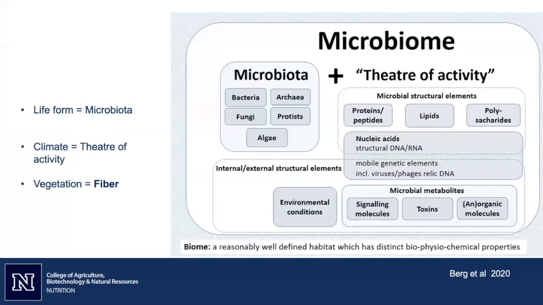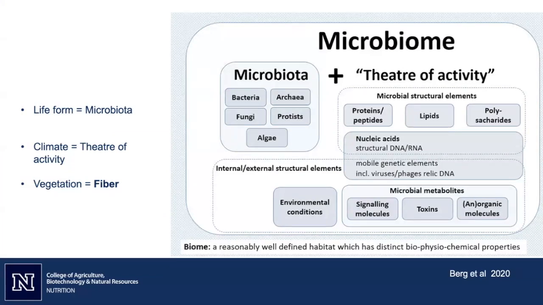The gut microbiome is no different. The life forms found in the gut are various types of microorganisms, mainly dominated by bacteria. The climate of the microbiome can be considered the theater of activity, such as the environmental conditions. For example, the amount of oxygen present and the pH of the environment, as well as all of the metabolites produced from the microbes present.